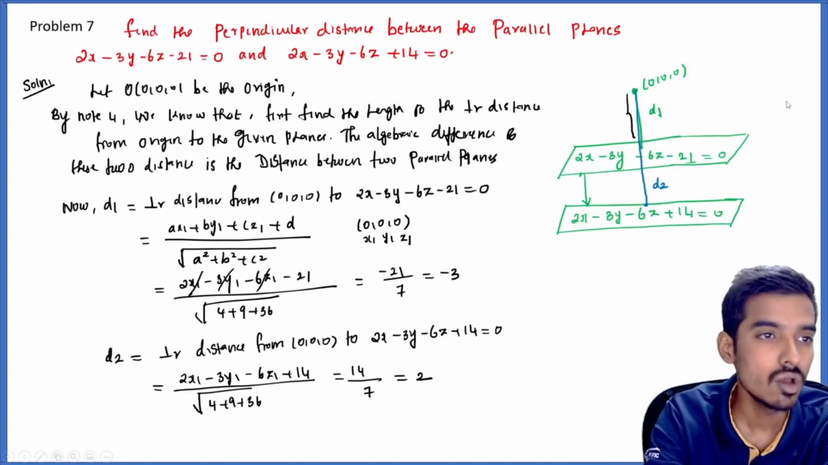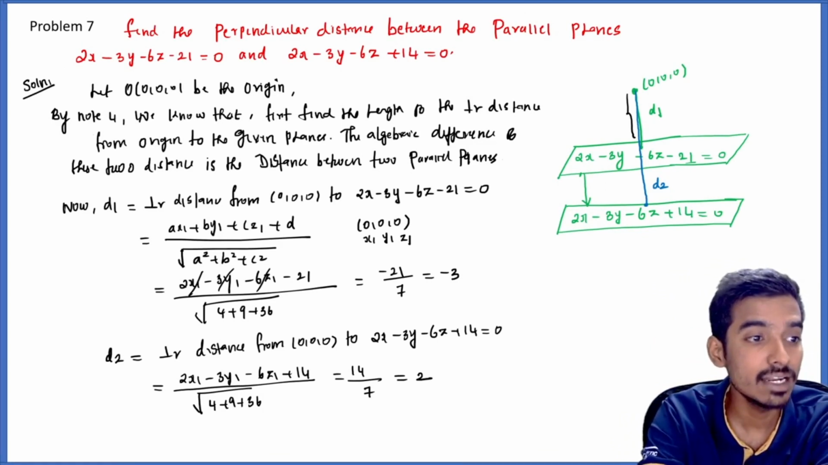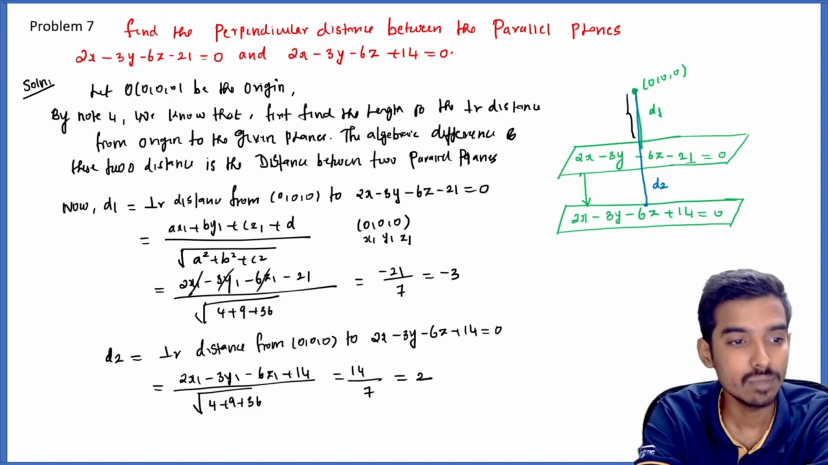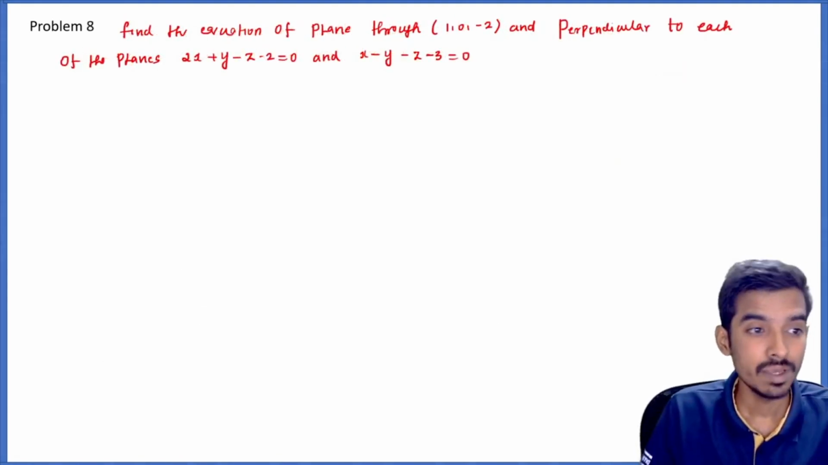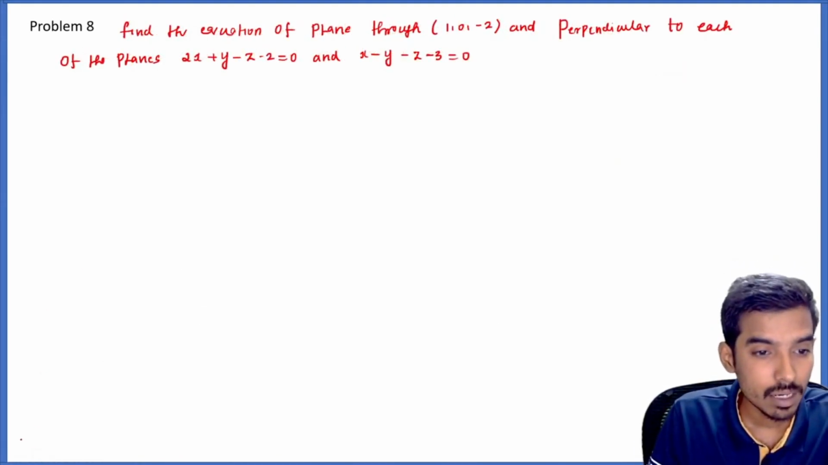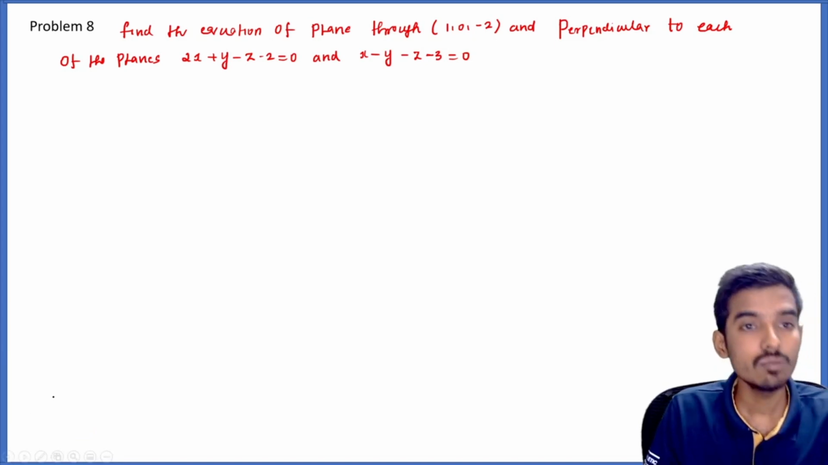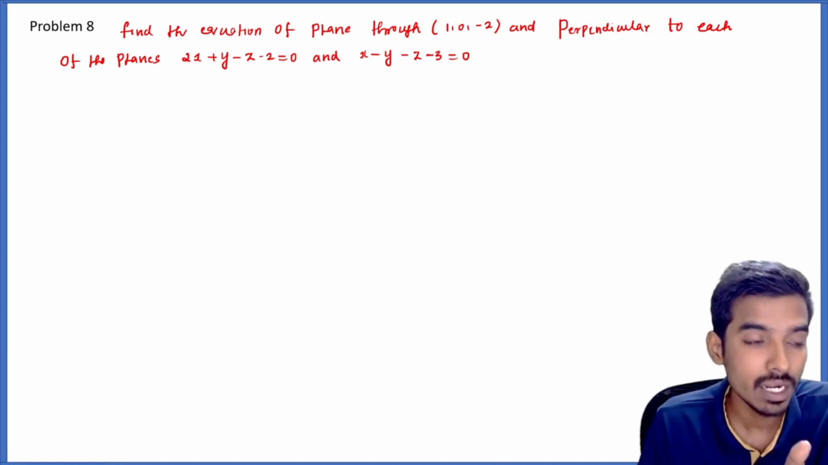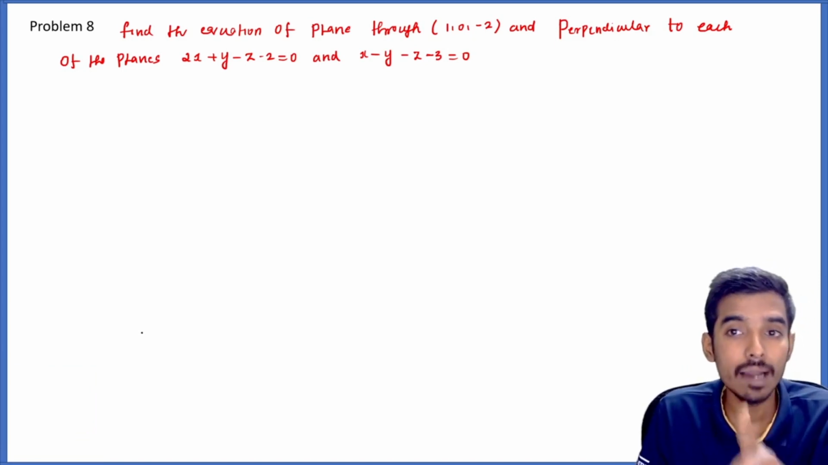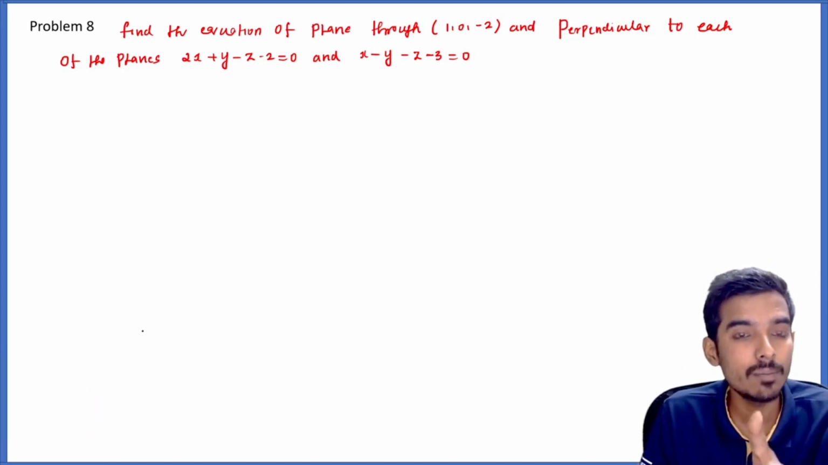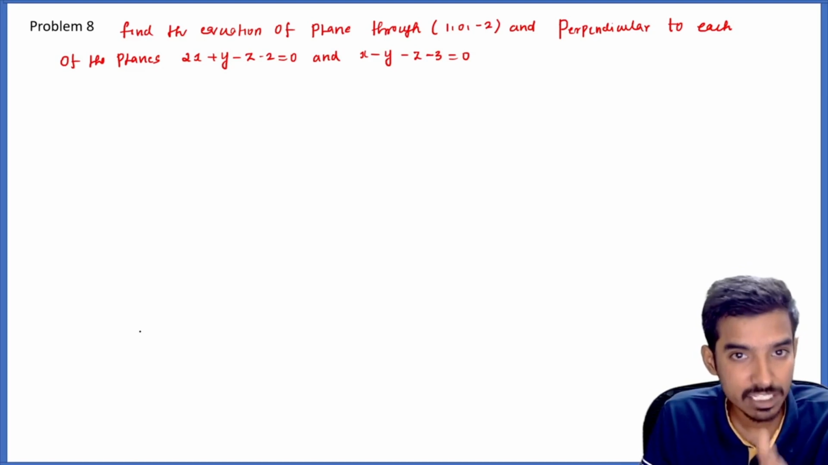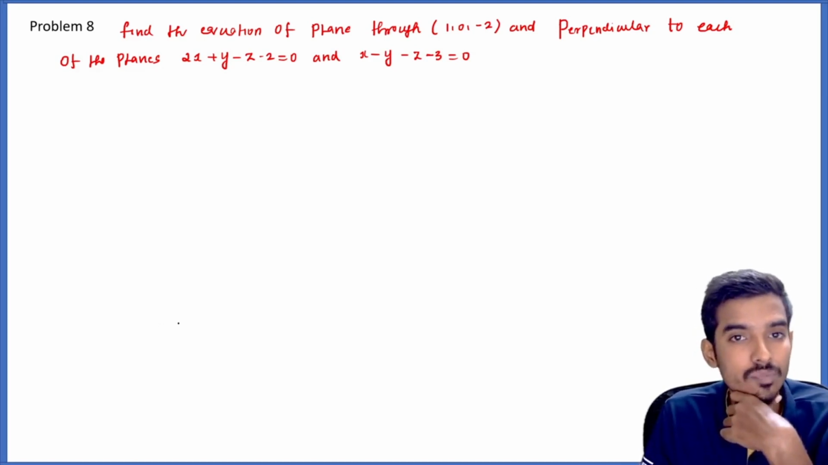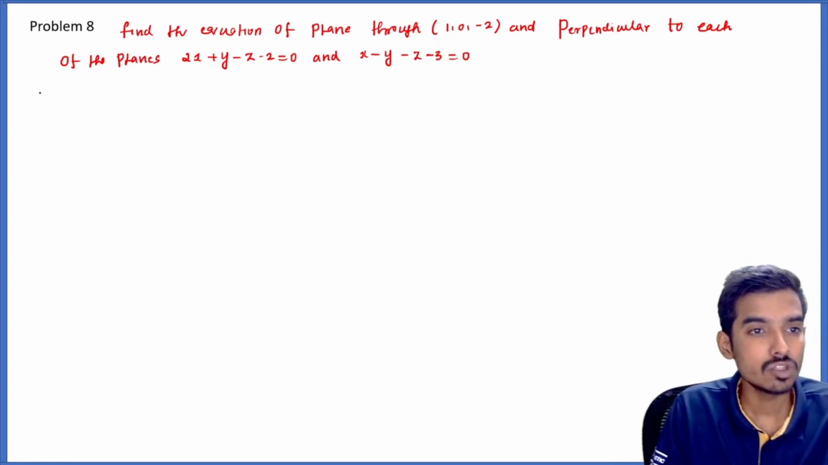We'll move on to the 8th problem. The 8th and the 9th problems are very important, interesting problems. Find the equation of the plane that passes through (1, 0, minus 2) and is perpendicular to each of the planes 2x plus y minus z minus 2 is equal to 0 and x minus y minus z minus 3 is equal to 0. Very interesting problem. So we'll start the solution.